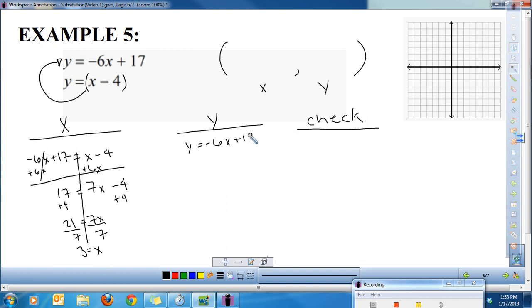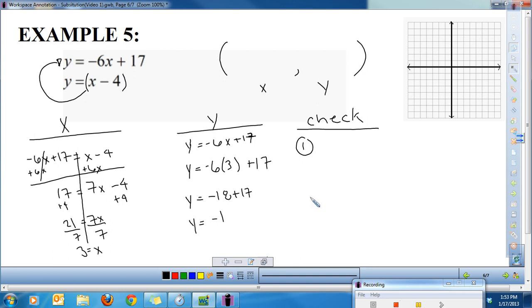Now we still need to find y. I think that x equals 3. So I'm going to just use the first equation, and I'm going to see if I can figure it out. We don't know y. That's what we're solving for. Let's substitute in 3 for x. I'm just going to write out my parentheses first. I think x is 3. Now let's simplify. Negative 6 times 3 is negative 18. Negative 18 plus 17 is negative 1. So I think y equals negative 1.